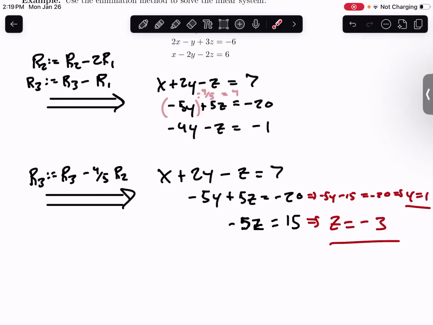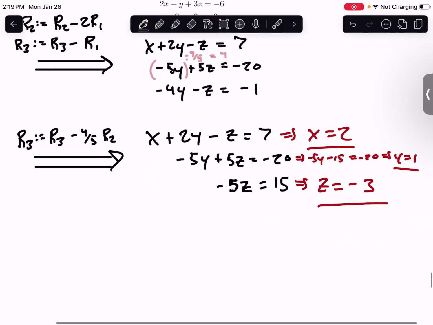And now we go all the way back up. We know what y is. y is equal to 1. We know what z is. z is equal to -3. And so this is really equal to 2 plus 5. So you have x plus 5 is equal to 7. You subtract 5 from both sides, and you find that x is equal to 2.